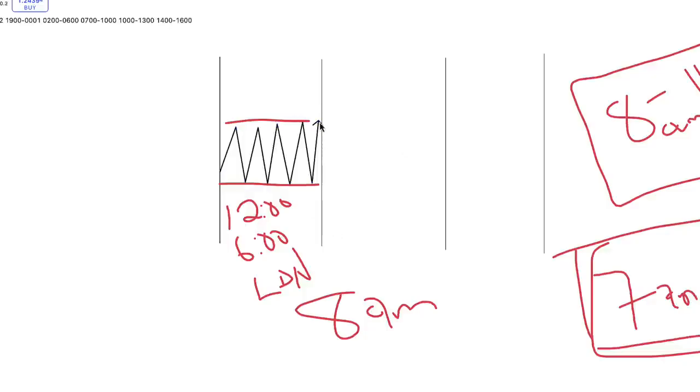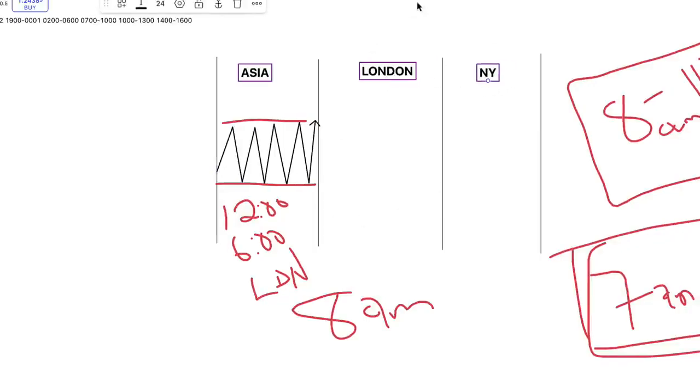So in this kind of scenario, the moment the London session starts, this is what I expect. Remember, this is Asia, this is London, and this is New York. Listen, this is what happens. Price will now trade either above the high of Asia the moment London starts, or below the low of Asia. This is what we call the manipulation phase of the price action.